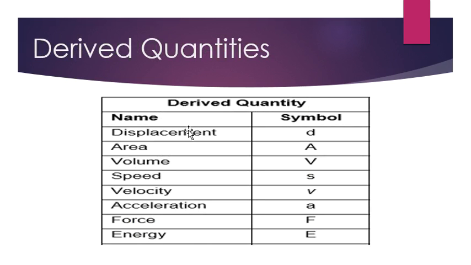Then we have some derived quantities which are calculated with the help of the base quantities, such as displacement, its symbol is D. Then we have the area, the volume of a shape, the speed of some object, then the velocity, which is denoted with small v, and acceleration, which is denoted with small a. Similarly, we have force and energy. These are the derived quantities which are expressed with the help of the base quantities.